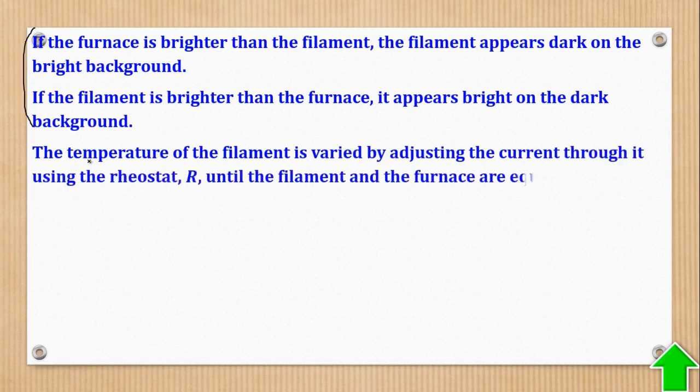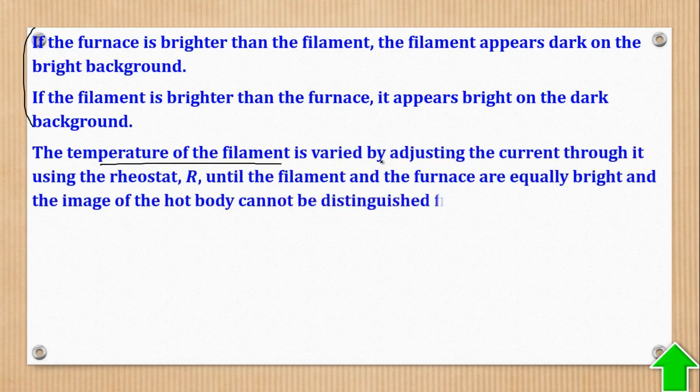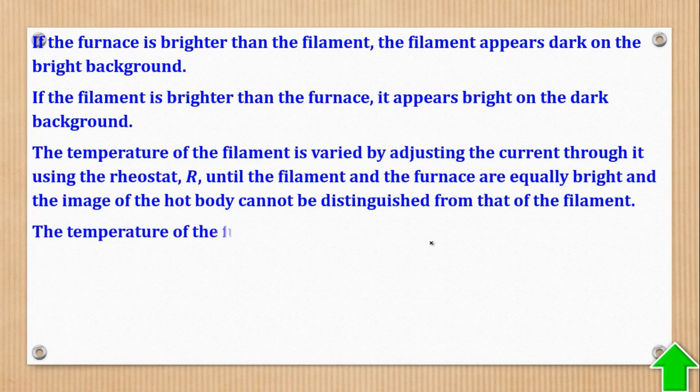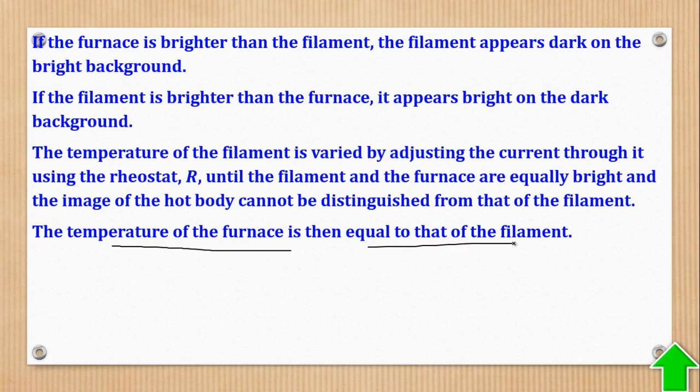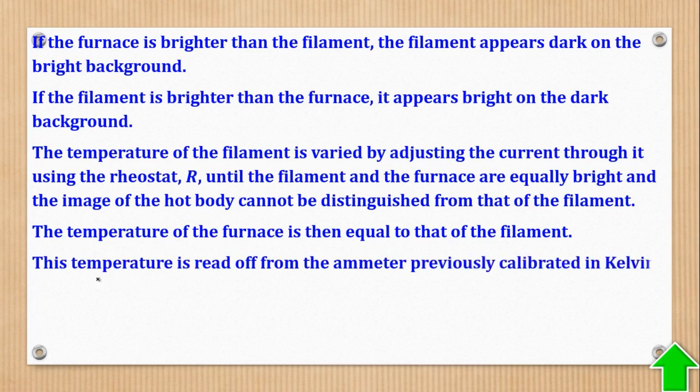After knowing this, we now vary the temperature of the filament by adjusting the current through it using the rheostat. Rheostat means variable resistor. We adjust until the filament and the furnace are equally bright and the image of the hot body cannot be distinguished from that of the filament. At this point, the temperature of the furnace is equal to that of the filament. This temperature is read off from the ammeter previously calibrated in Kelvin.